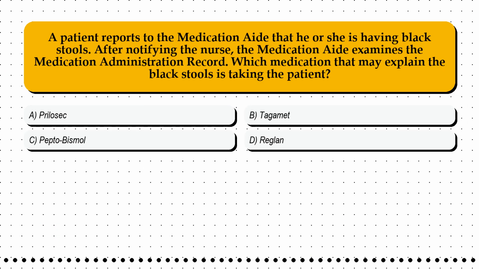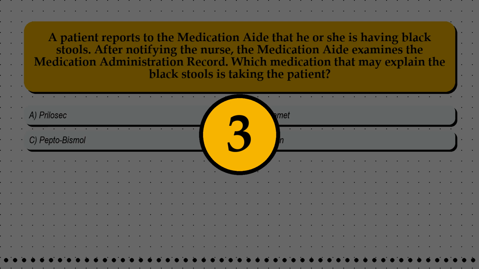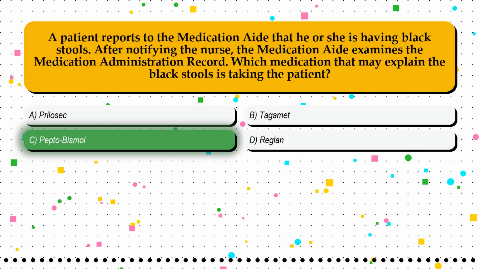Hallucinations. Question 125. A patient reports to the medication aide that he or she is having black stools. After notifying the nurse, the medication aide examines the medication administration record. Which medication that may explain the black stools is the patient taking? Option A, Prilosec. Option B, Tagamet. Option C, Pepto-Bismol. Option D, Reglan. The correct answer is option C.